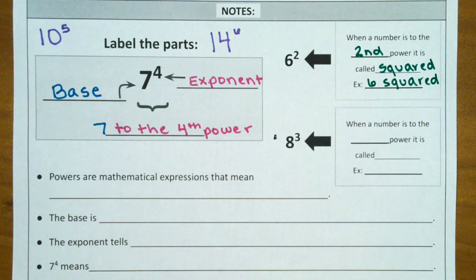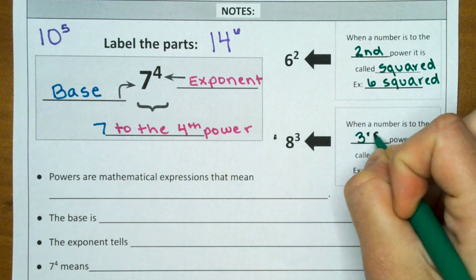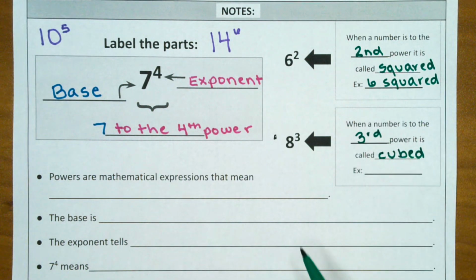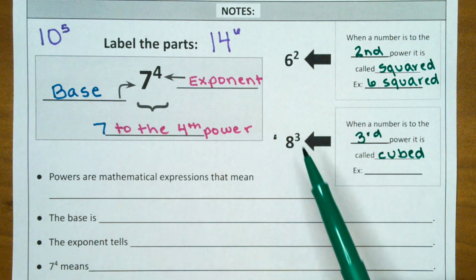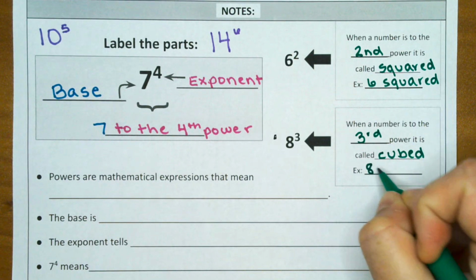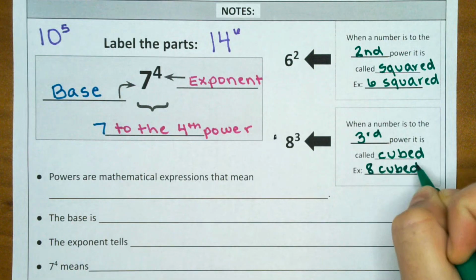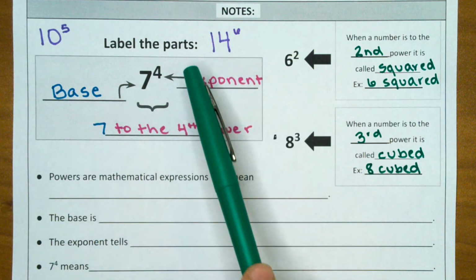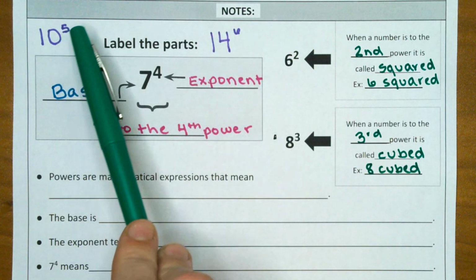And there's just one more rule. Whenever we have a number that's to the 3rd power, we call that cubed. So we would not say 8 to the 3rd power. Instead, we would say 8 cubed. So 2nd power is squared, 3rd power is cubed. Everything else is just to the power of: 14 to the 6th power, 10 to the 5th power.